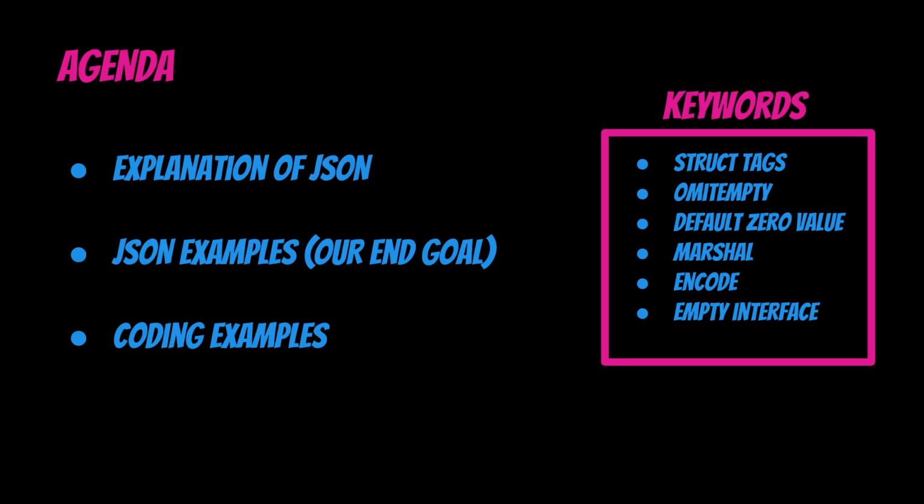Let's take a look at the agenda. I'll start off with an overview of JSON, and then I'll go through some JSON examples, which are ultimately what we're going to be creating. Lastly, I'll hop into the code and I'll show you a few different ways you can generate JSON from Go.